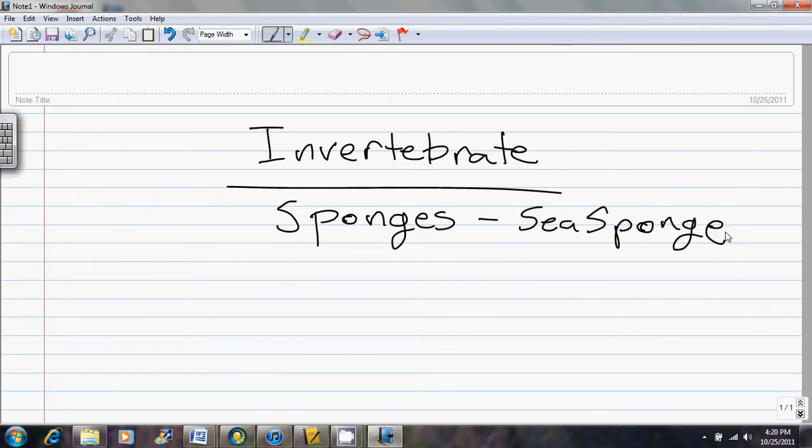These are the ones that I'm talking about that have no tissues, have no organs or organ systems, but they do have the individual cells, and they're the ones with the tiny little flagellum that can whip around and suck water into the sides of the sea sponge and then spit it out the middle.